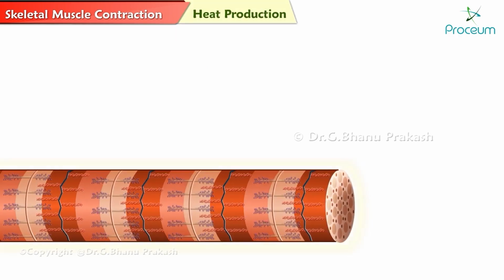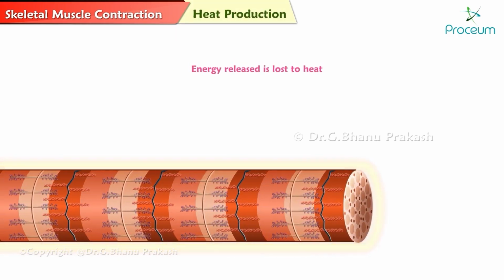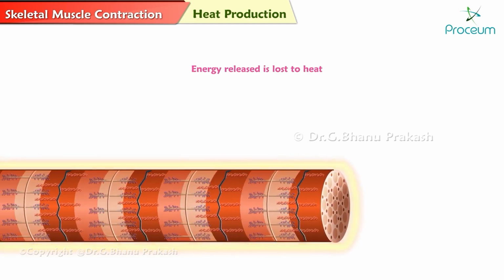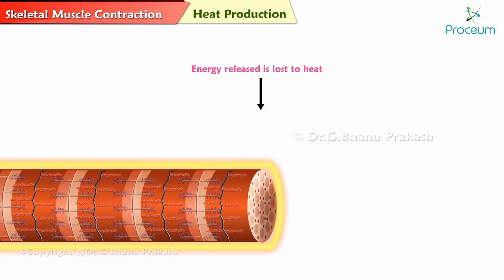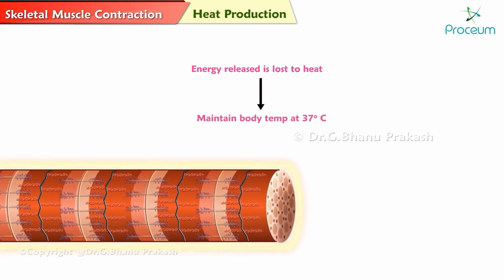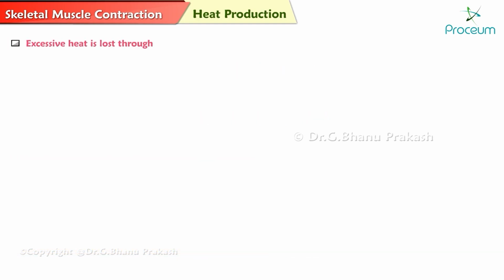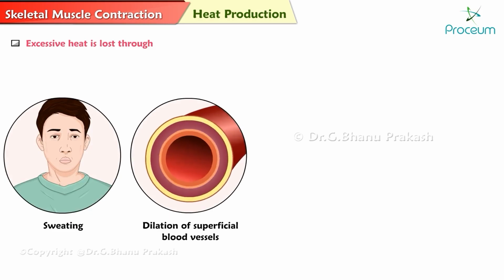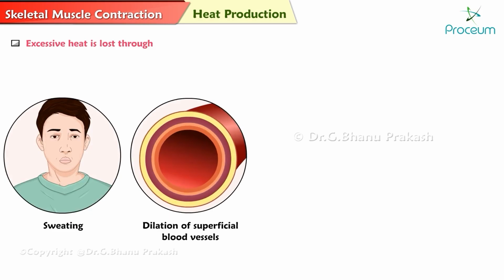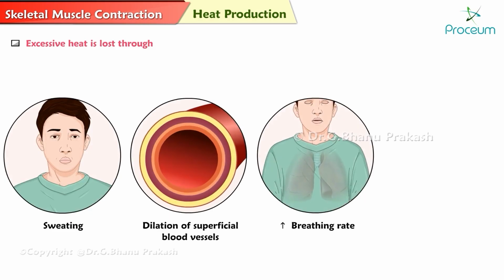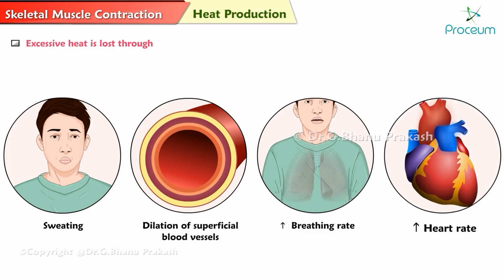Heat production. Almost half of the energy released during muscle contraction is lost to heat, which helps maintain our body temperature at 37 degrees Celsius. Excessive heat is lost through many negative feedback mechanisms, including sweating, dilation of superficial blood vessels, increased breathing rate, and increased heart rate.